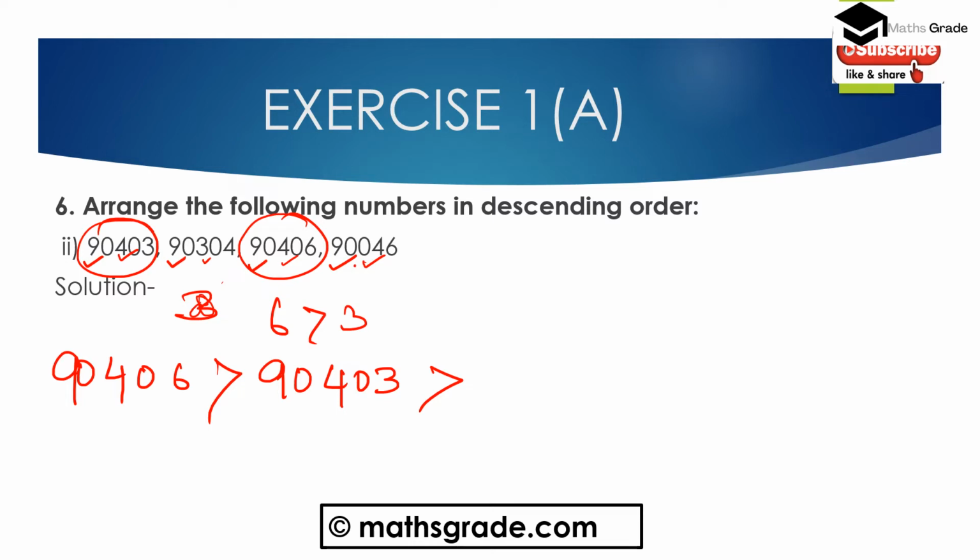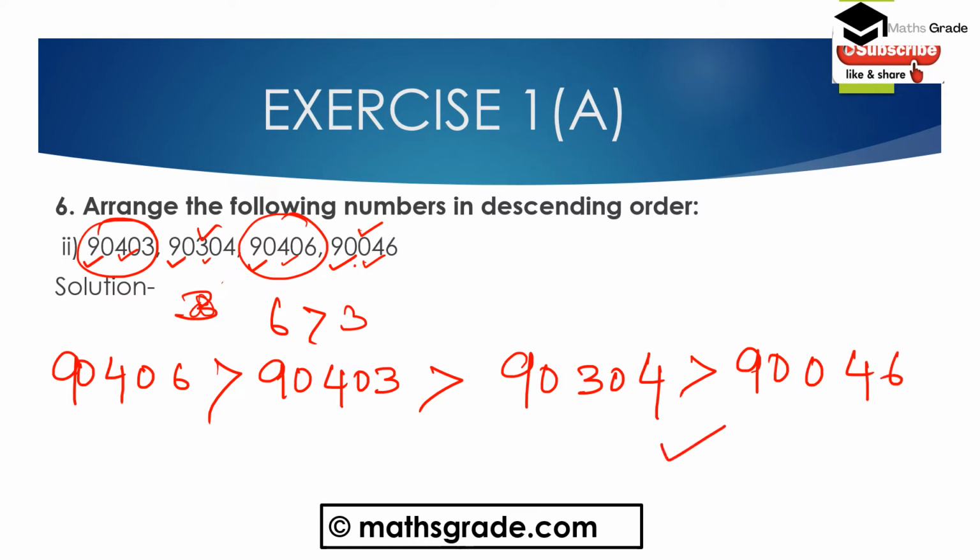Now compare these two numbers, 90,304 and 90,046. Here 100 place value digit is 3 in 90,304, and in 90,046, 100 place value digit is 0. 3 is greater than 0, so 90,304 is the next greatest number. Then 90,046 is the smallest number.